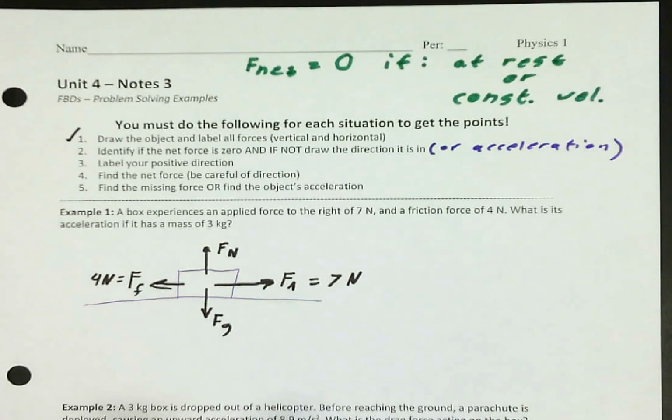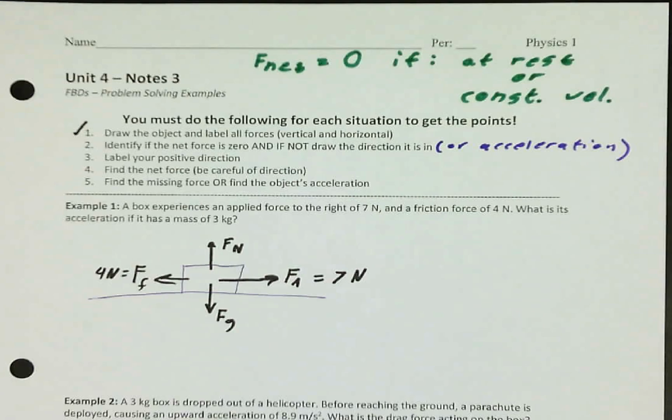Notice this problem says neither of those. It does not say it's at rest and it does not say it's at a constant velocity. So therefore, we know the net force isn't 0. Then what direction is it in? Well, it's not going to be up and down because my up and down are balanced. I'm not launching into the air, I'm not falling through the ground, so it's not up and down. So it's either left or right.